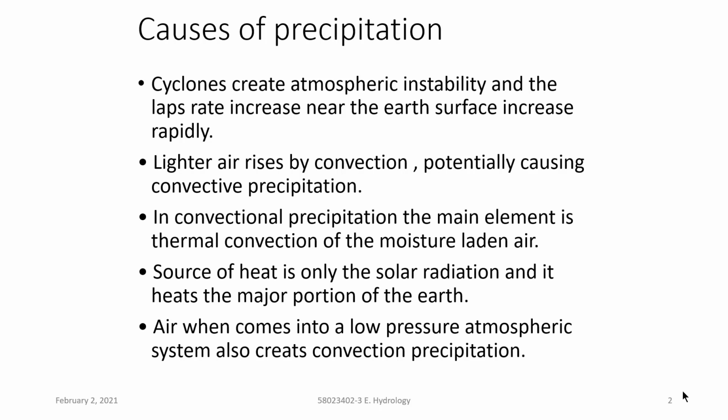Causes of precipitation. Literally, cyclones create atmospheric instability and the lapse rate near the Earth's surface increases rapidly. Lighter air rises by convection, potentially causing convective precipitation. In convectional precipitation, the main element is thermal convection of the moisture-laden air. The source of heat is only the solar radiation.